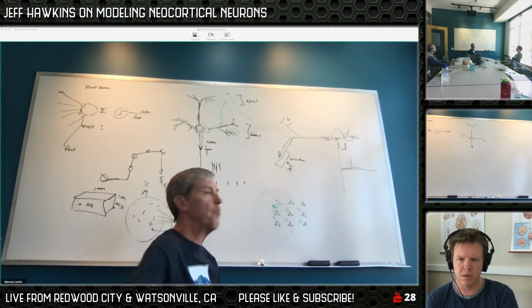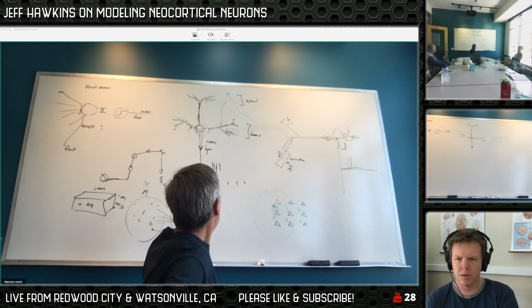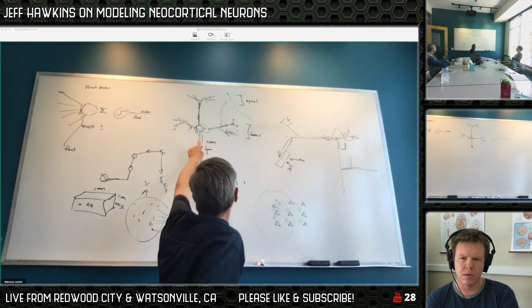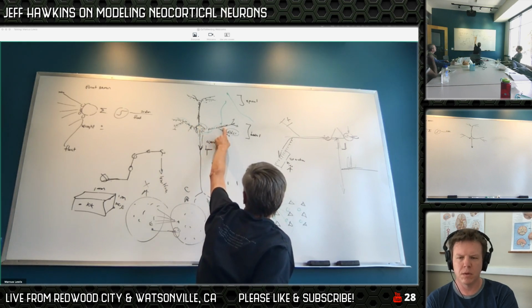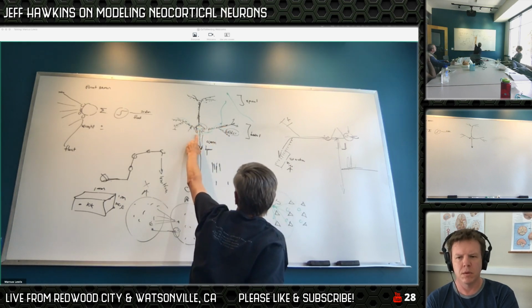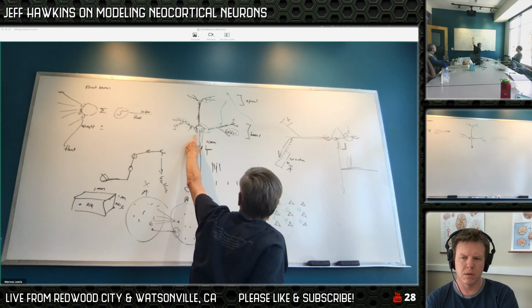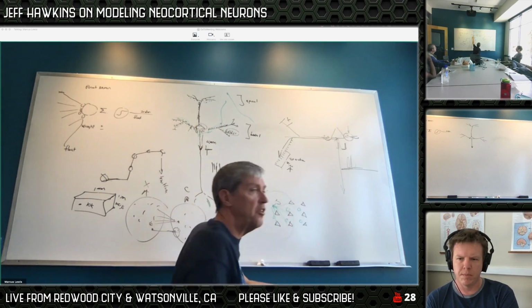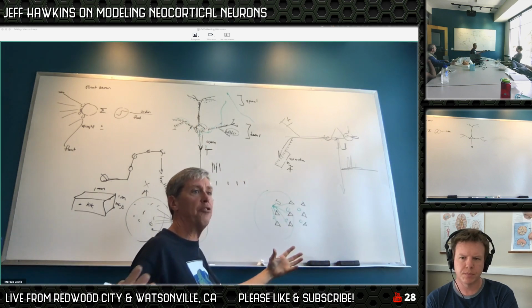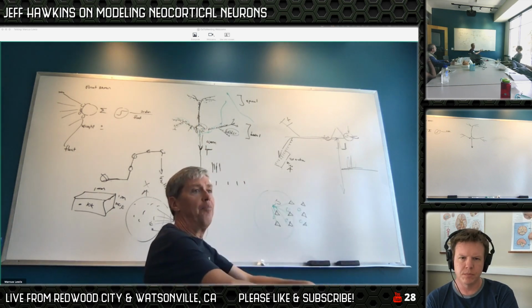So which one of these are coming from baskets? I think the basket cells are the ones that connect to the cell body. They're not the ones that connect out here, I know that. I think those are the chandelier cells. I think the basket cells are on the cell body. So basically, this is telling everybody else, you're not going to fire.